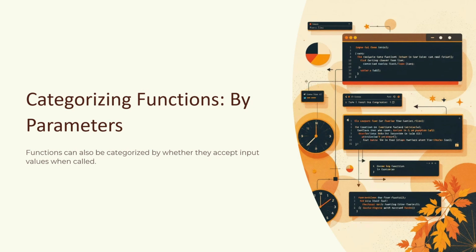Now we are going to see categorizing functions by parameters. Functions can also be categorized based on whether they accept input values. These input values are called parameters. Parameters allow functions to work with different data each time they are called.